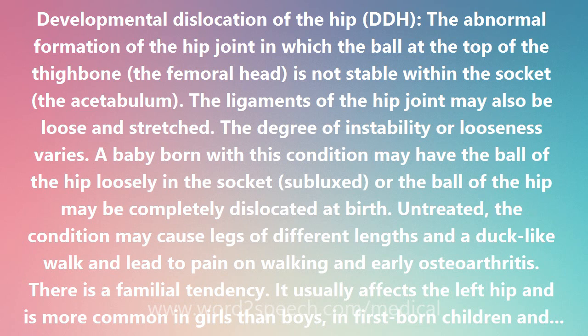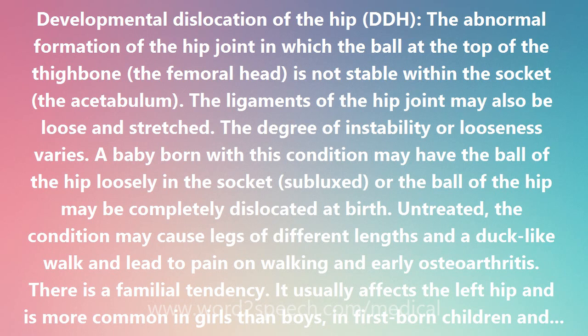The ligaments of the hip joint may also be loose and stretched. The degree of instability or looseness varies. A baby born with this condition may have the ball of the hip loosely in the socket, subluxed, or the ball of the hip may be completely dislocated at birth.